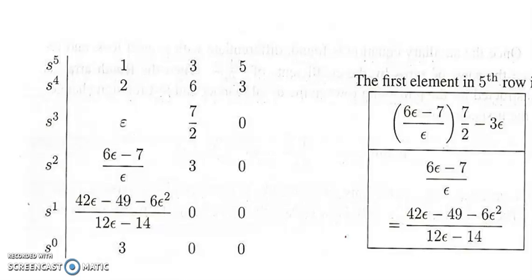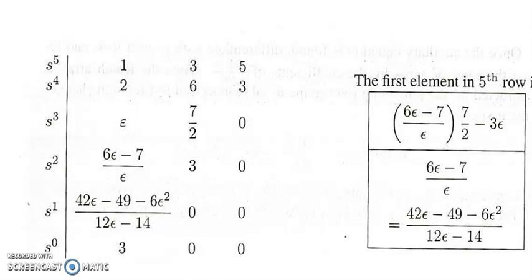The fifth row becomes 42 epsilon minus 49 minus 6 epsilon square by 12 epsilon minus 14. And the last row becomes 300. Now to find out the sign, you take limit of 6 epsilon minus 7 by epsilon, which can be written as limit of epsilon tending to 0, 6 minus 7 by epsilon. So this tends to minus infinity. If you take the limit of 42 epsilon minus 49 minus 6 epsilon square by 12 epsilon minus 14, it will tend to 49 by 14, which is a positive number.